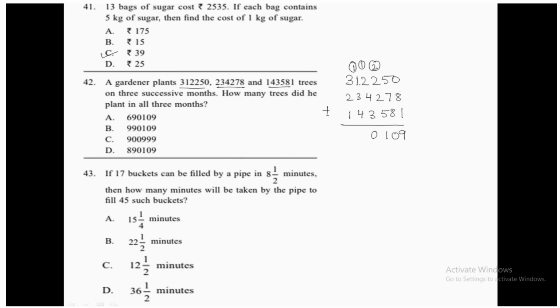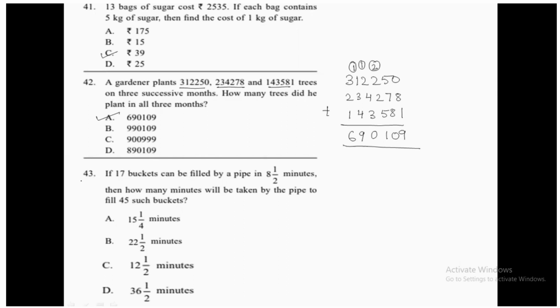Now again 3 plus 1 is 4, 4 plus 4 is 8, plus 1 is 9. Okay, and here we are getting 3 plus 2 is 5, plus 1 is 6. So we are getting 690,109. So that will be our option number A. Okay, so that's why option number A is our correct answer.